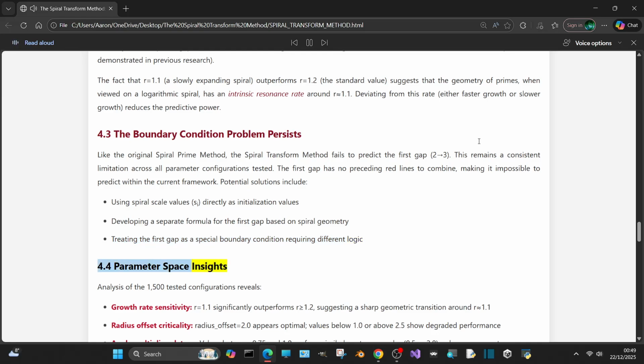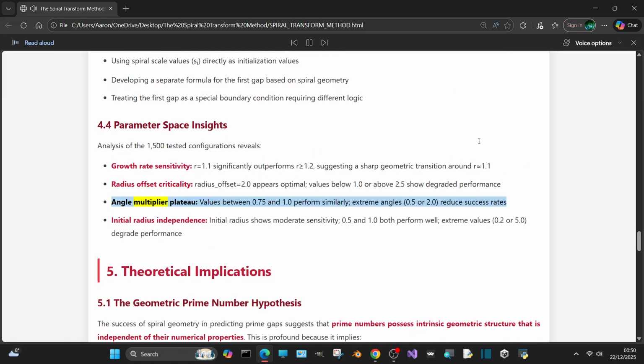4.4 Parameter space insights. Analysis of the 1,500 tested configurations reveals growth rate sensitivity. R equals 1.1 significantly outperforms R greater than or equal to 1.2, suggesting a sharp geometric transition around R almost equal to 1.1. Radius offset criticality. Radius_offset equals 2. Angle multiplier plateau. Values between 0.75 and 1.0 perform similarly. Extreme angles, 0.5 or 2.0, reduce success rates.